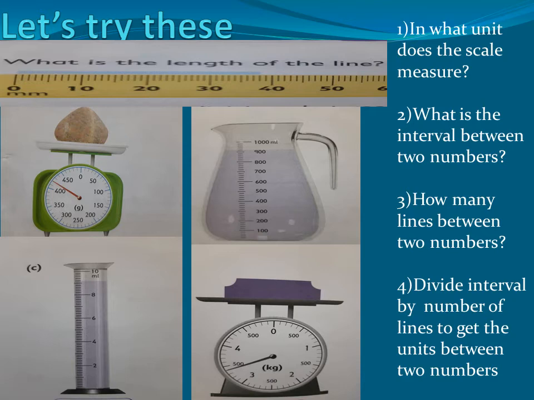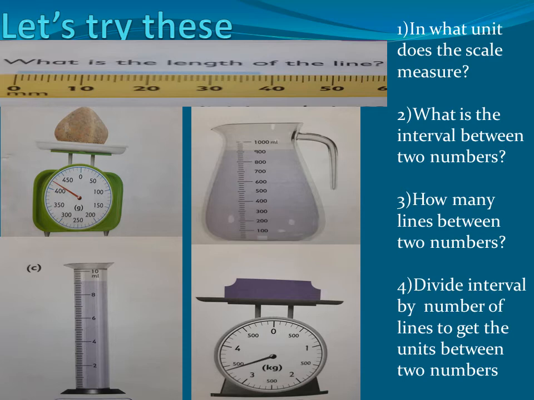The third one, number C here, a test tube again, is measuring in what? Milliliters. You see it at the top, milliliters. The content is also somewhere up there, but let's do the normal process. It's measuring in milliliters. What's the interval between the two numbers?